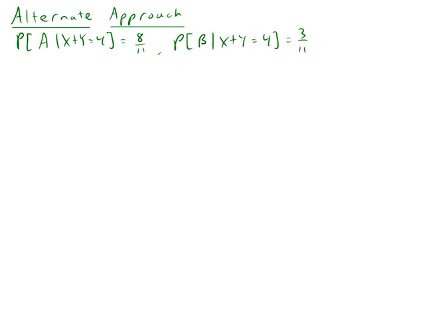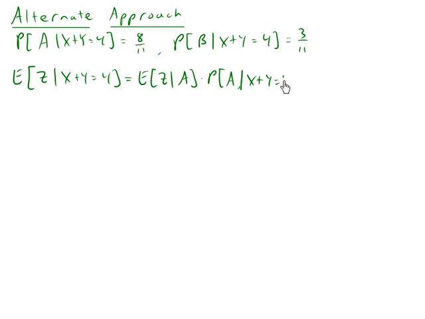As an alternative approach, I could have used essentially double expectation, but I'm going to phrase it in terms of the law of total expectation. I could have said, well, what's the expected value of Z, given what we're conditioning on, given that X plus Y is equal to 4? There really are two cases. Either I was using spinner A, side A, or I was using side B. So the expected value of that is simply equal to the expected value of Z, given that I was using side A, times the probability that I was using side A, given that the sum was equal to 4, plus the expected value of Z, given that I was using side B, times, again, the probability of having side B, given that my sum was equal to 4.